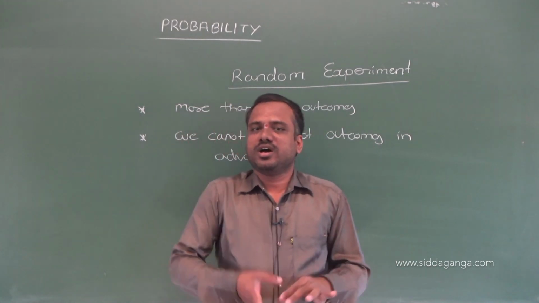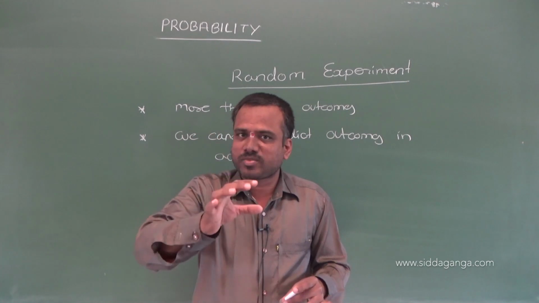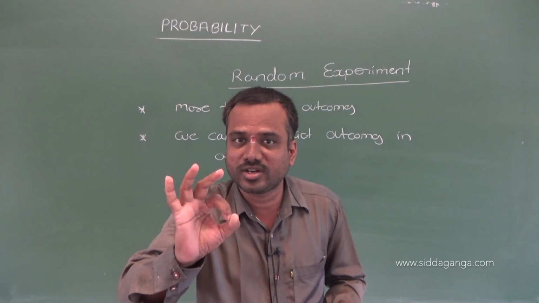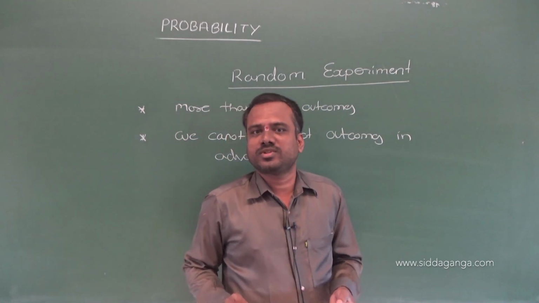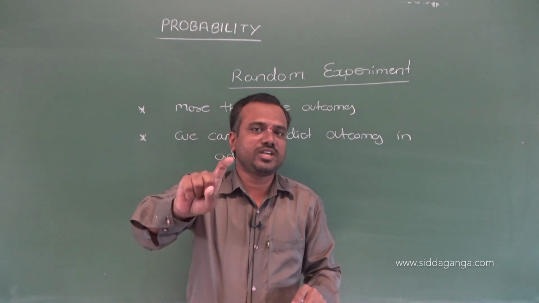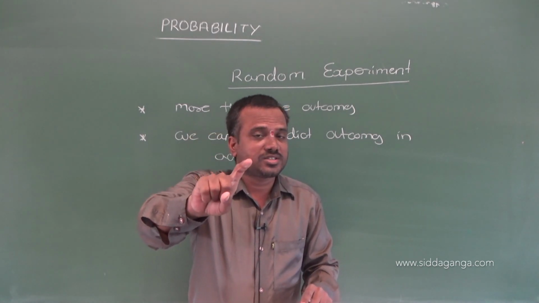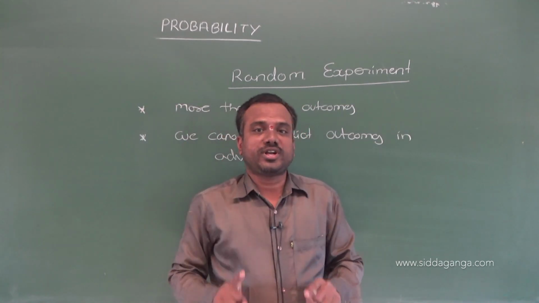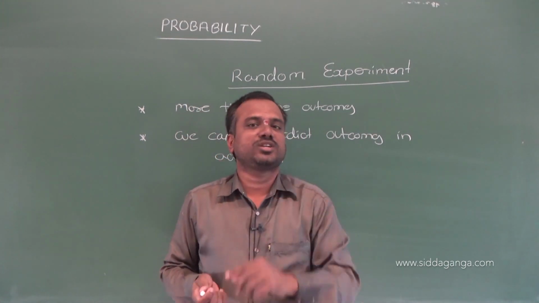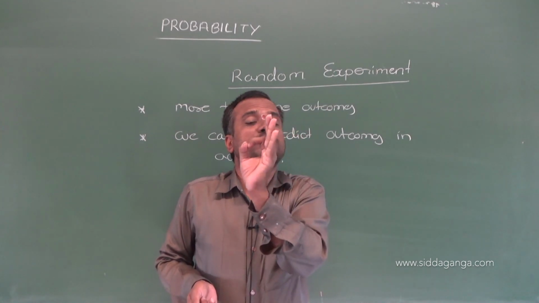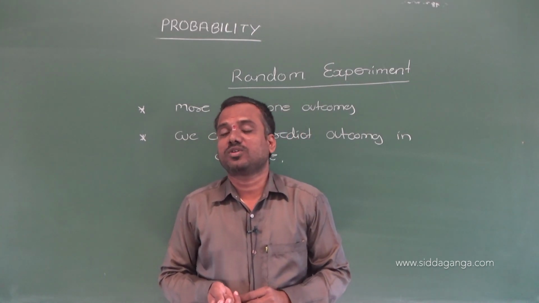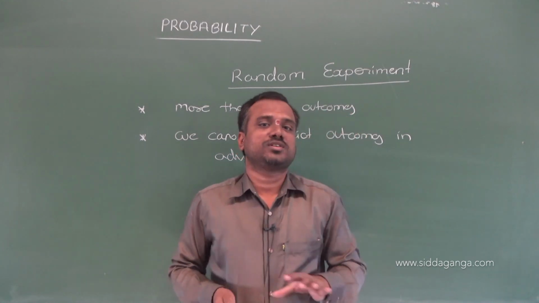That is very important. Once again I say that an experiment is said to be random experiment if it satisfies two conditions. The condition number one, it contains more than one outcomes. That is very important. The condition number two, very important, we cannot predict the outcomes in advance. So give me the example.